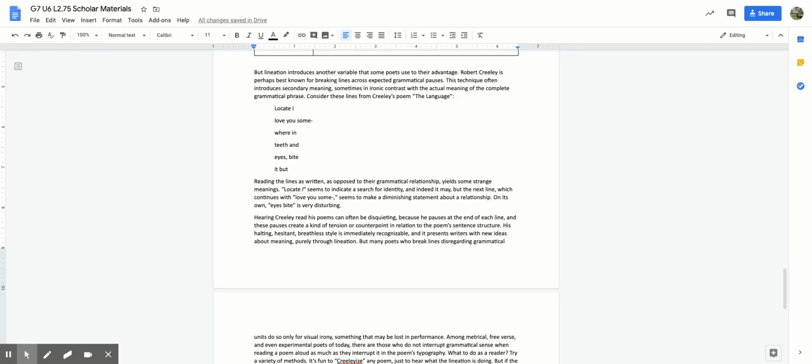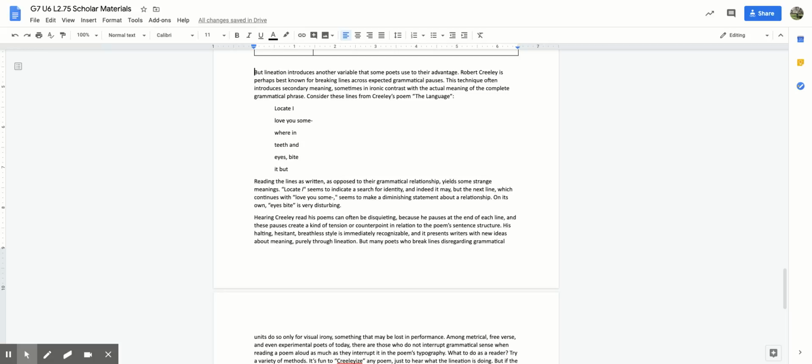Hearing Creeley read his poems can often be disquieting, because he pauses at the end of each line, and these pauses create a kind of tension or counterpoint in relation to the poem's sentence structure. His halting, hesitant, breathless style is immediately recognizable, and it presents writers with new ideas about meaning purely through lineation.